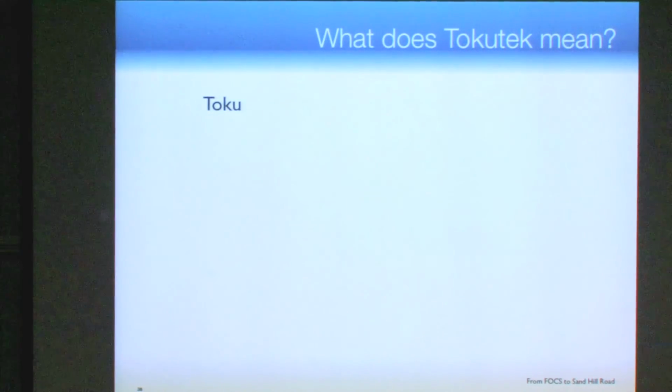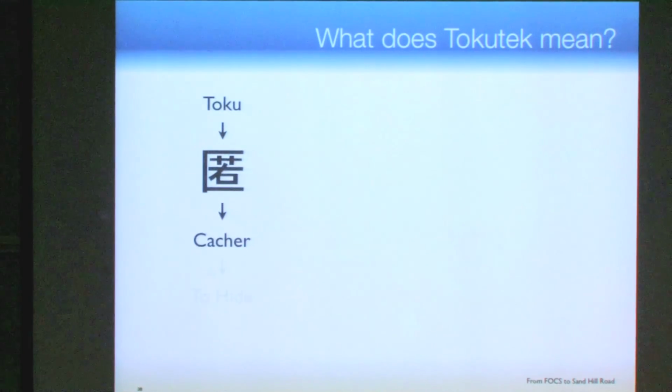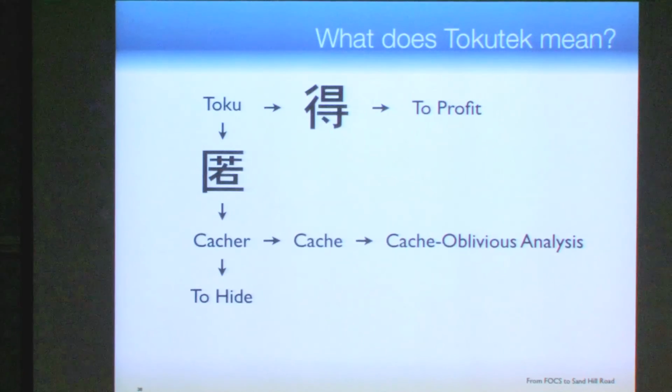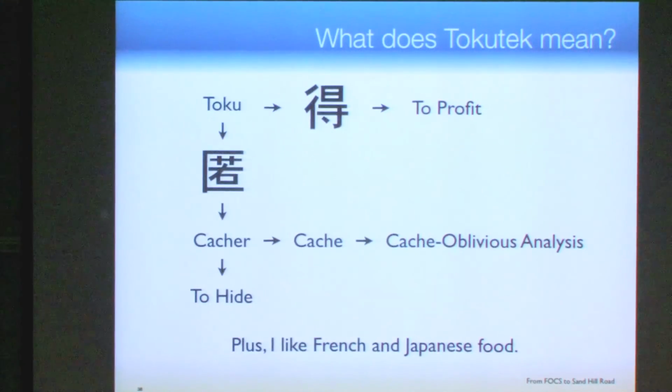I often get the question, which I'll preempt here, what does Tokutech mean? Toku is a Japanese word, which in French is caché, which means to hide. And caché came into English as cache, and the math was cache oblivious analysis. Fortunately, Toku also can be written this other way, don't ask me why, and that means to profit. Plus, I like French and Japanese food.